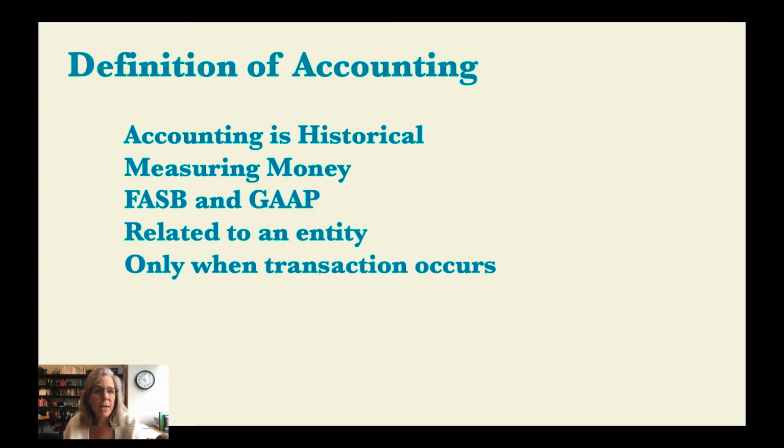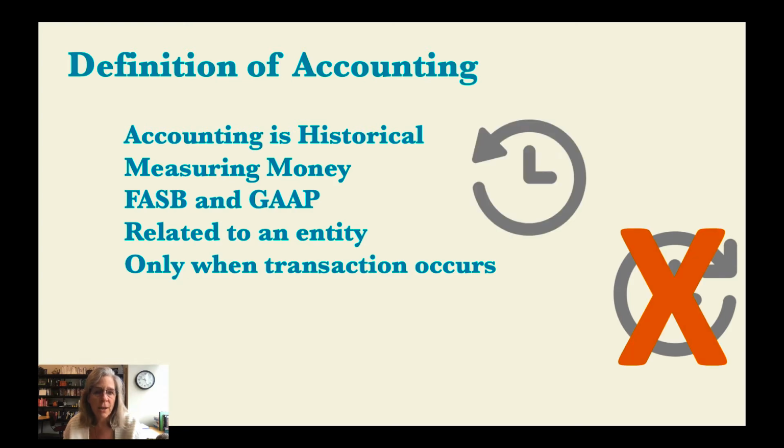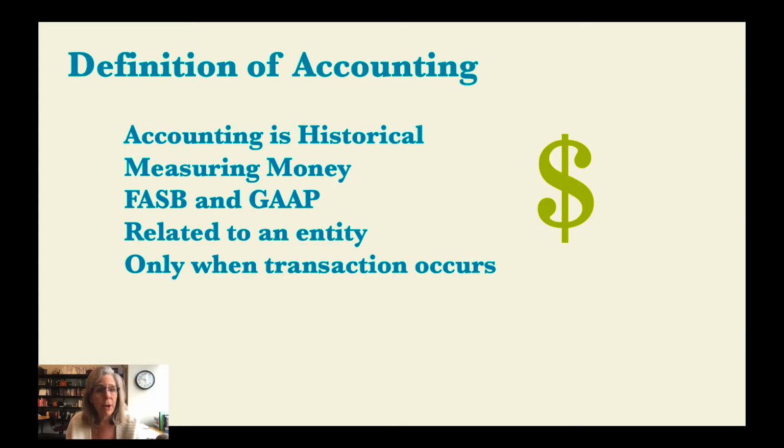The first is that accounting is historical. So it doesn't actually look forward to what's going on in the future. It actually only looks backwards. So we're only going to be looking at stuff that happened in the past. It's not a forecasting method. It's just a recording method. And it's also only measuring money. So it doesn't include anything associated with something like quality or people that were working for you or anything like that.